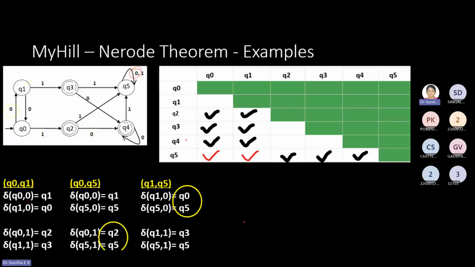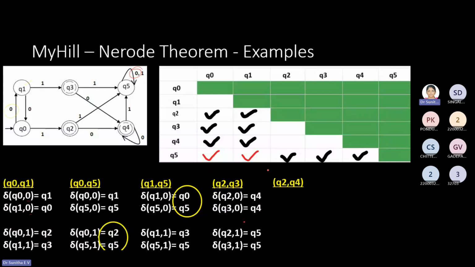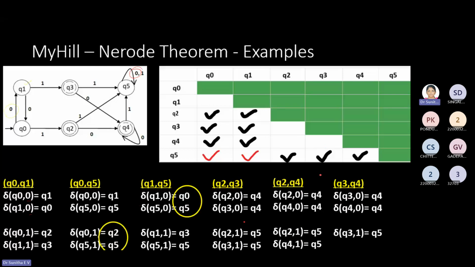Okay. Then the next unmarked pair is Q2, Q3. We find the transitions. For 0 it is both Q4, so it's not making any pair. Then for 1, it is not making a pair either. It is the same state, so we leave it. Then Q2, Q4, the unmarked pair. We find the transitions. Again, it is not making any pair. Then the last unmarked pair is Q3, Q4. It is also not making any pair.